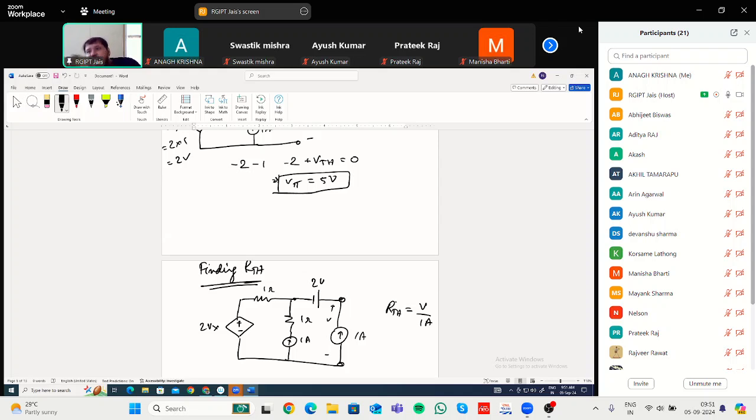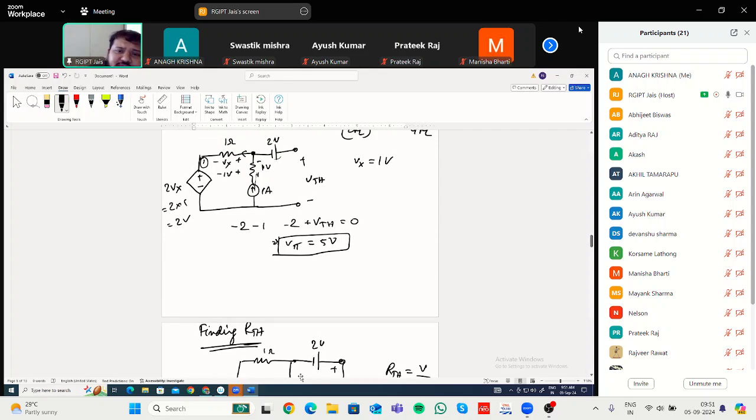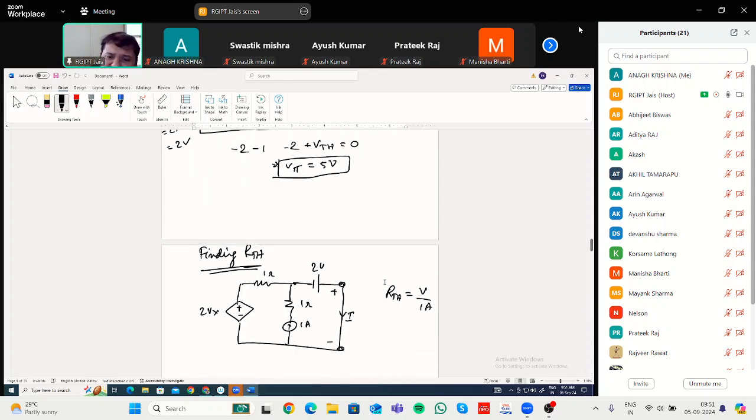Like someone is telling a voltage source. Why not? Let me just short these two terminals, and let me find out what is the current I flowing through it. Then you don't have to find the voltage across these two terminals, because that you've already found, that is VTH. If you find out the current flowing, then you can find RTH as VTH divided by I.